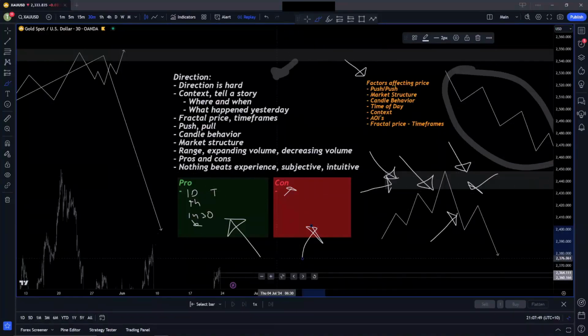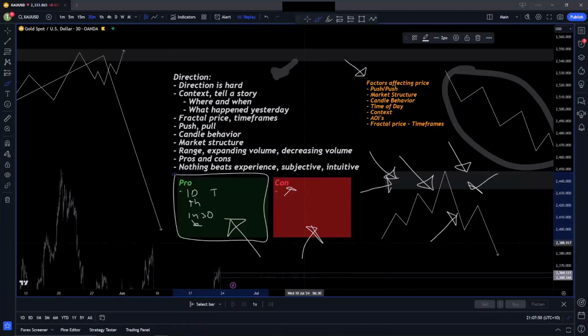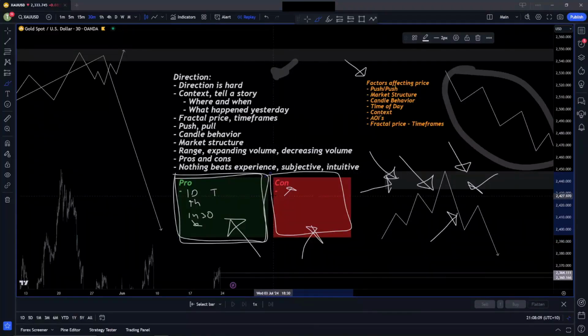There's always going to be reasons to take a sell. There's always going to be reasons to take a buy. What are you trying to do? You're just trying to stack more reasons here. The scenarios where there's a massive amount in the pros list and not very much in the cons list, that's when the best trades occur and when the direction is clearest. But that's also going to be rarer.